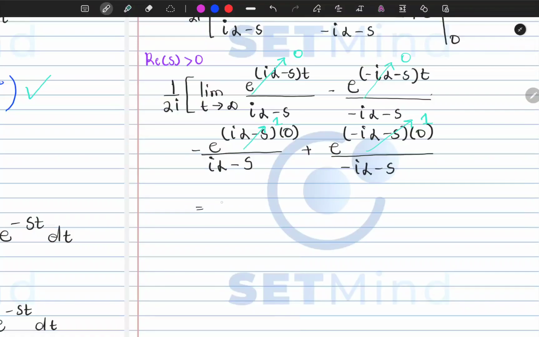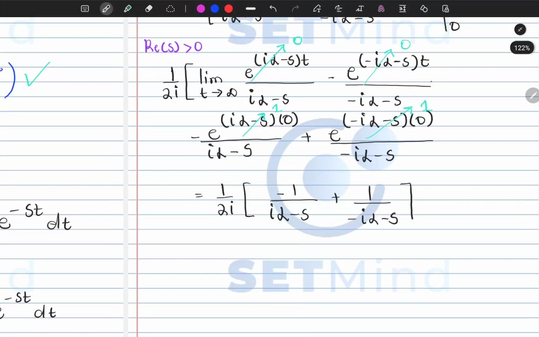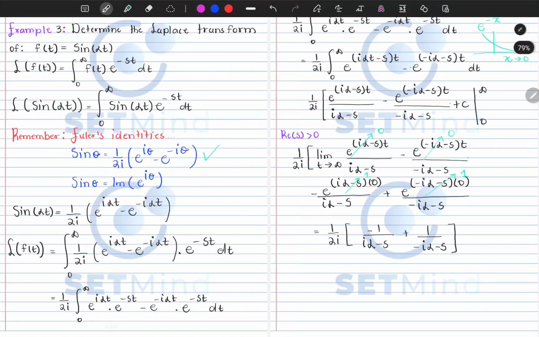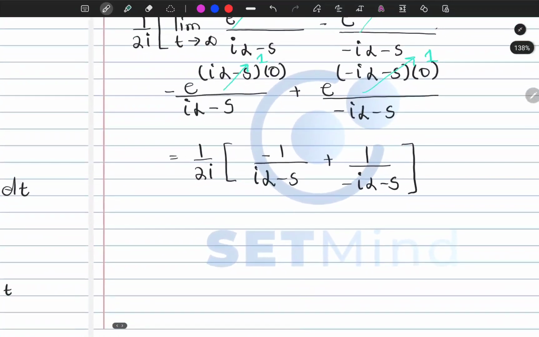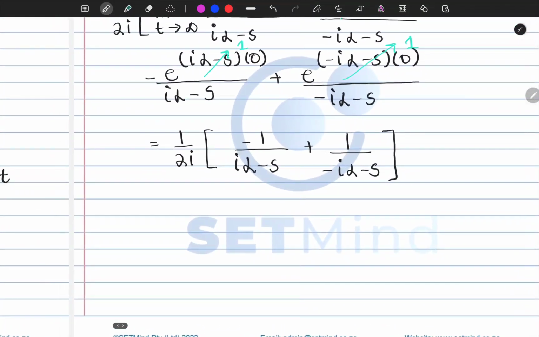So this means that what we have is equal to 1 over 2i into, if you look carefully, when I just quickly pull out the negatives, it will be negative 1 over i alpha minus s, and then the other one will be plus 1 over negative i alpha minus s. So there's a couple of ways we can rewrite this so that it looks a bit more intact. So let's quickly attempt to do that.